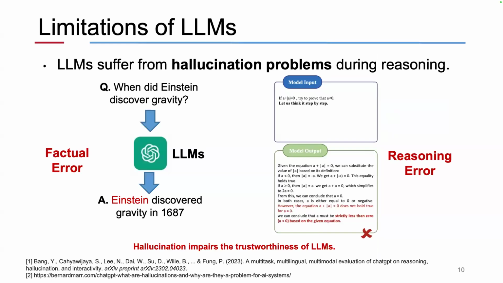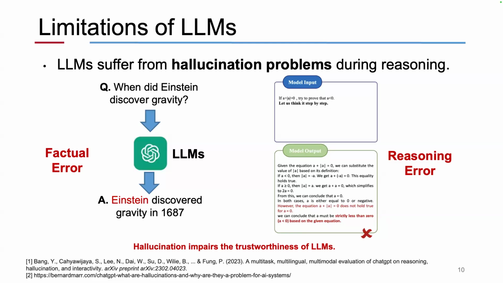The first limitation, which is widely known by many researchers, is the hallucination problem. LLMs suffer from hallucination during reasoning. Here we provide some examples. For instance, on the left, we ask a question: when did Einstein discover gravity? The LLM may generate an answer like: Einstein discovered gravity in 1687. We know that it's not Einstein who discovered gravity. It's Newton, right? So this answer is factually incorrect. This is the problem of hallucination.